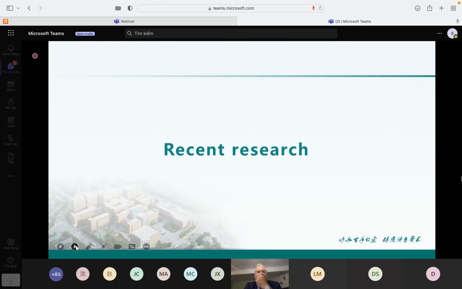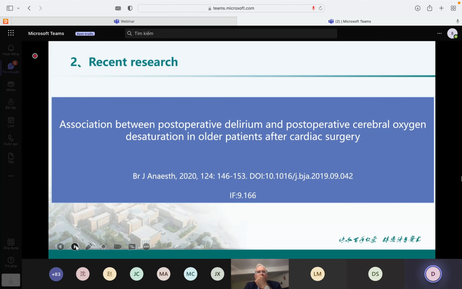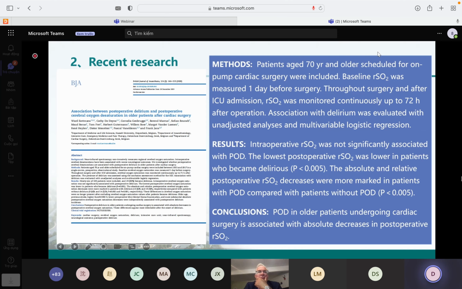The second part, recent research. The title is Association between Postoperative Delirium and Postoperative Cerebral Oxygen Desaturation in Older Patients After Cardiac Surgery, which was published in the British Journal of Anaesthesia. We can see the methods. Patients aged 70 years and older scheduled for on-pump cardiac surgery were included. Baseline rSO2 was measured 1 day before surgery. Throughout surgery and after ICU admission, rSO2 was monitored continuously up to 72 hours after operation.